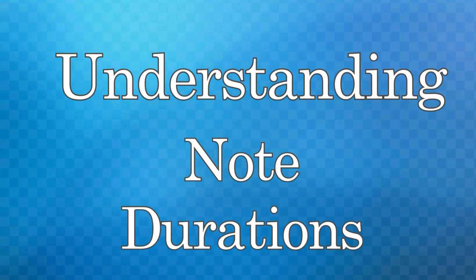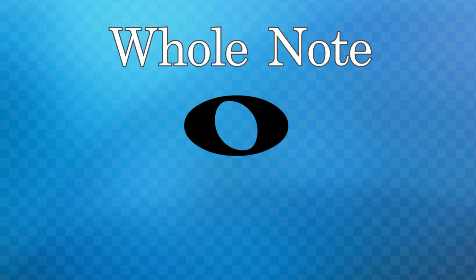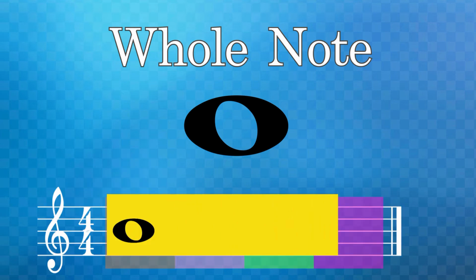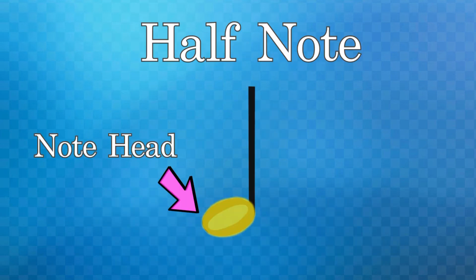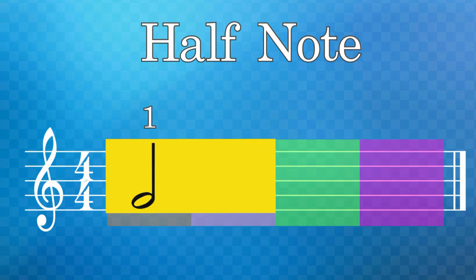So now that we understand time signatures, measures, and beats, let's look at what creates rhythm. The appearance of a note gives a note its duration. Here we have a whole note, which consists of a note head. It's called a whole note because in common time, 4/4, it takes up a whole measure. A half note contains a note head and also contains a stem. It's called a half note because in common time, it takes up half the measure.